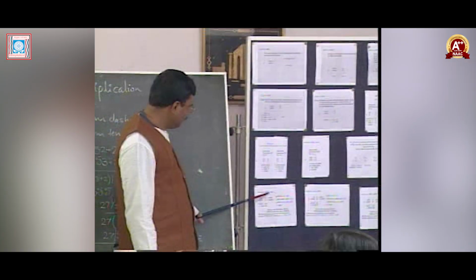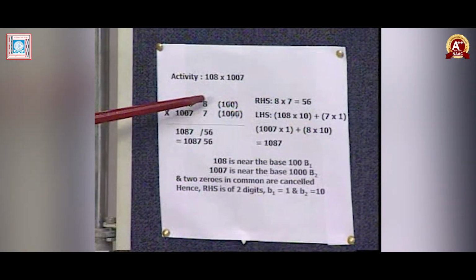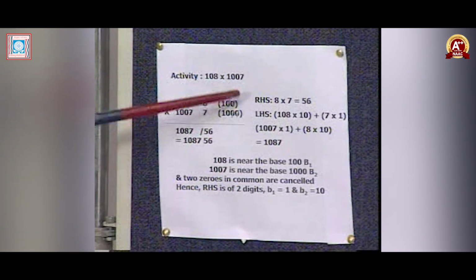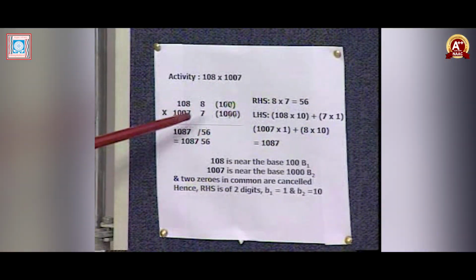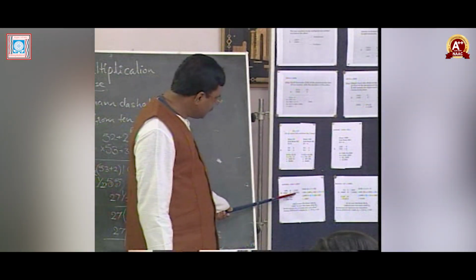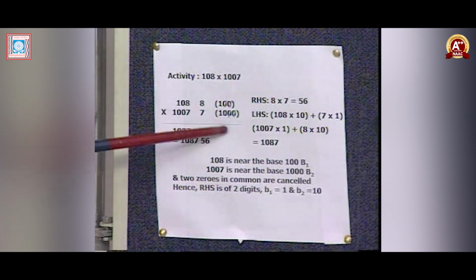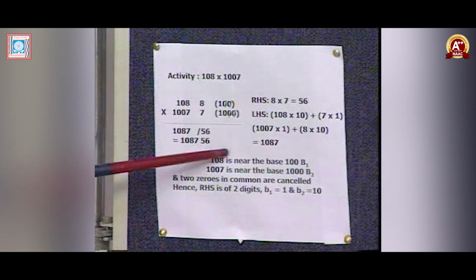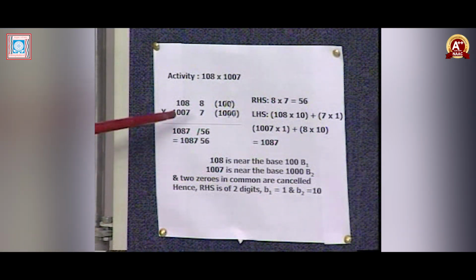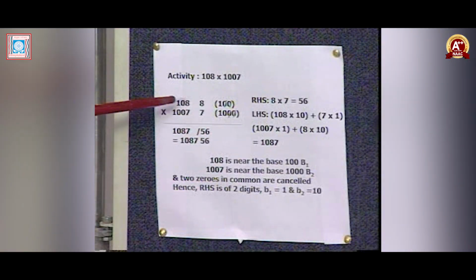Here is the number 108 multiplied by 1007. 108 is near to 100. How much is the ratio? Please cancel the number of zeros in the first number's base and the second number's base. You will get 1 and 10. To get the left part, you have to multiply 108 by 10.